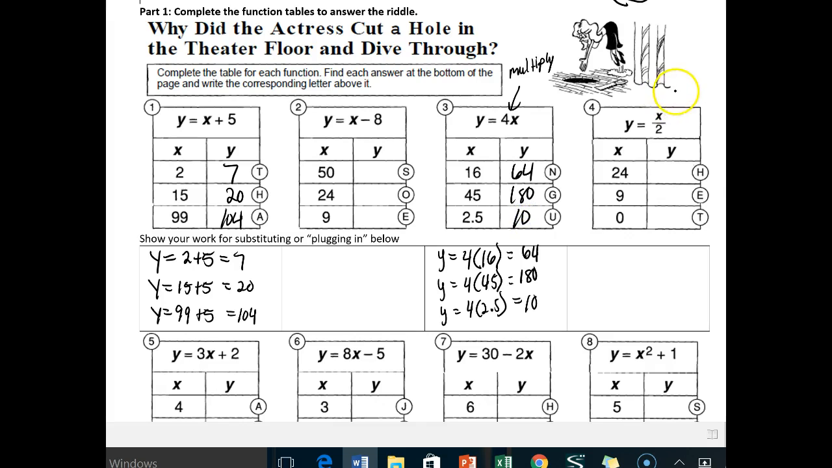All right, on number 4, I'm going to help you out here. This means divide when you have a fraction like that. So the first one is y is equal to 24 over 2. Then y is equal to 9 over 2. And then y is equal to 0 over 2. Well, 24 divided by 2 is 12. 9 divided by 2 happens to give you a decimal, and it's 4.5. It's half of 9, right? Think about it. If I told you split $9 in half, you'd take $4.50, I'd take $4.50. And then 0 divided by any number is just 0. So we have 4.5 and 0.